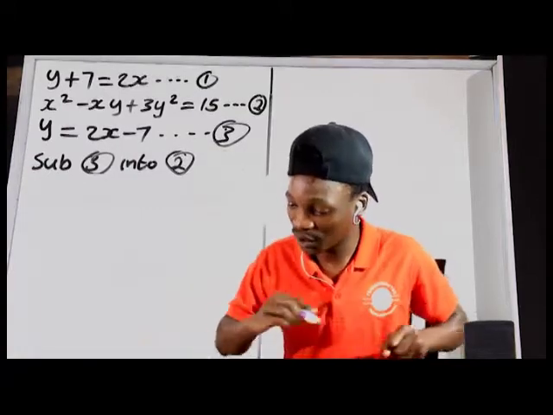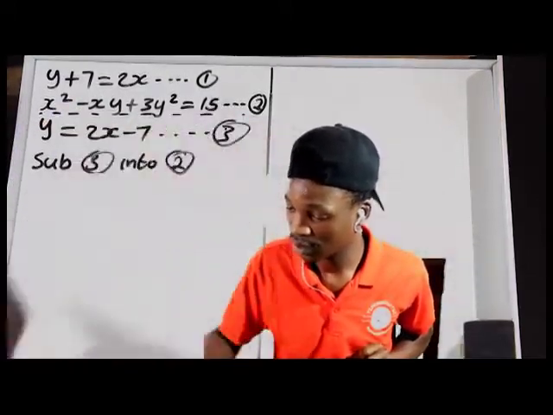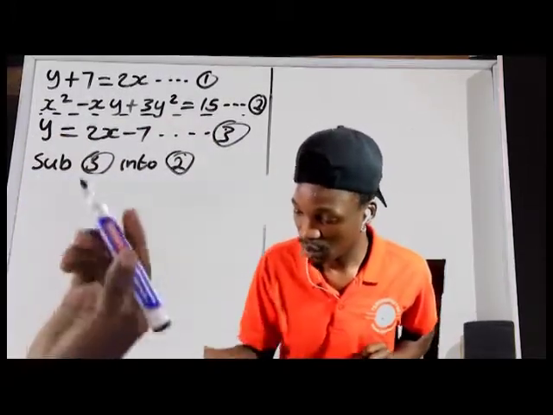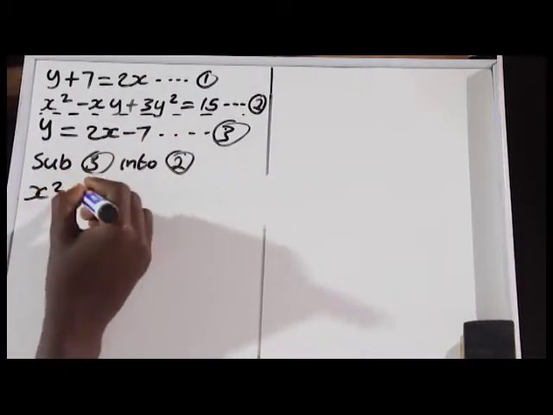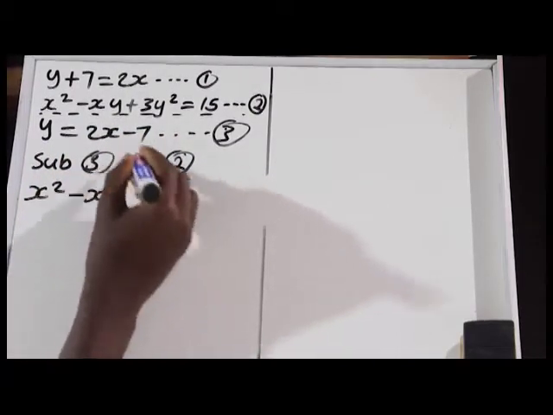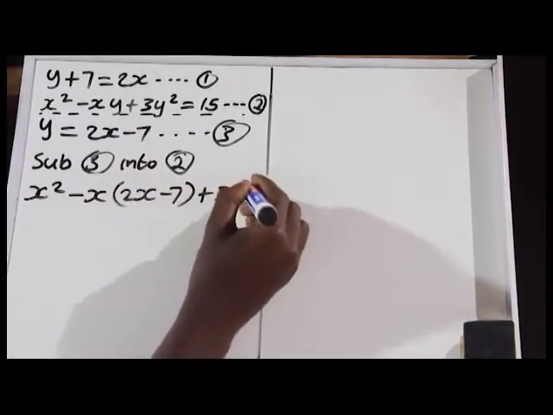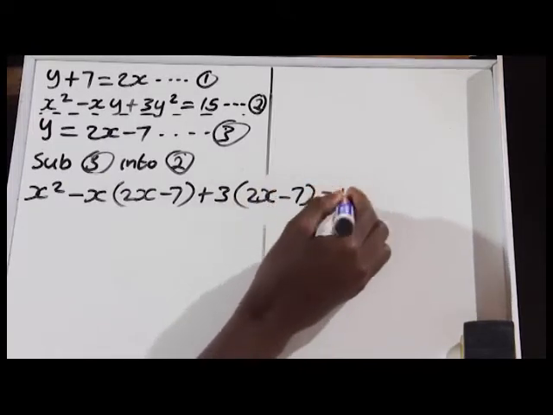Now let's substitute our equation 3 into 2. You know that this is our 2, so we are not going to rewrite it here. We're just going to substitute. Then our 2 is this one. So we have x squared minus x into 2x minus 7, plus 3 into 2x minus 7, equals 15.